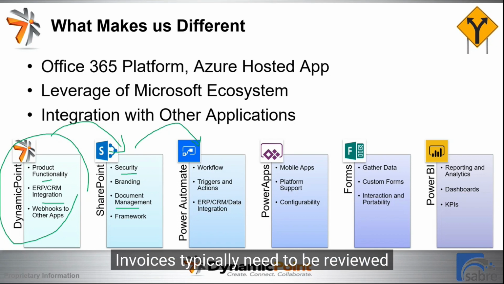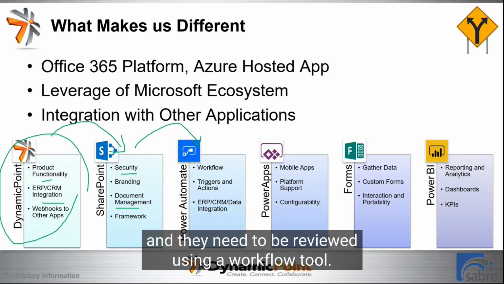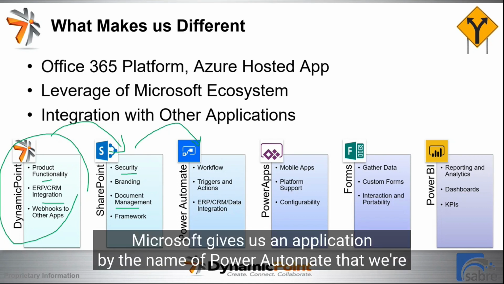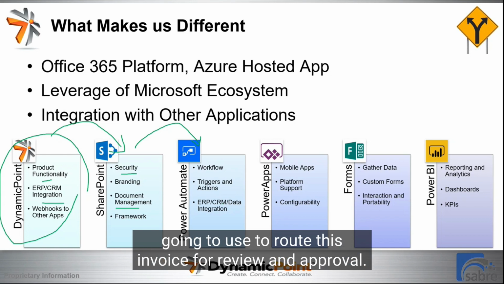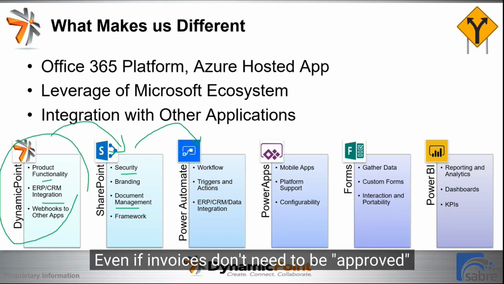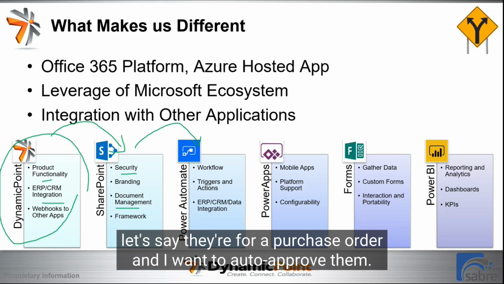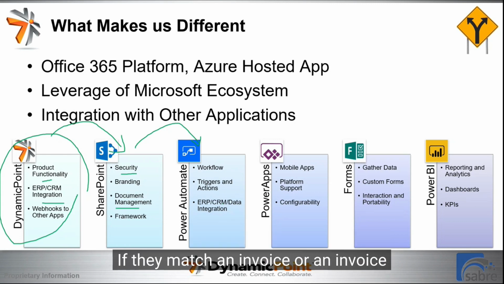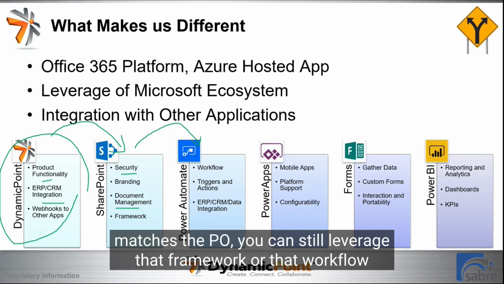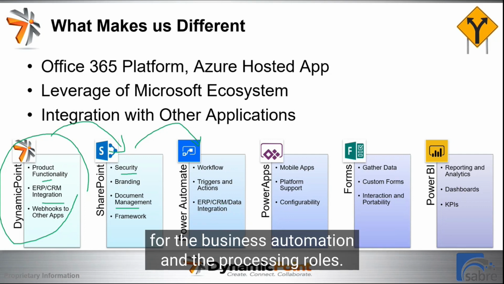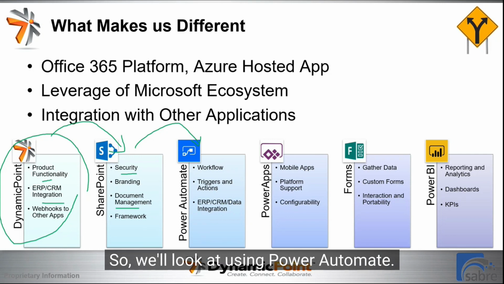Invoices typically need to be reviewed, right? And they need to be reviewed using a workflow tool. And for that, Microsoft gives us an application by the name of Power Automate that we're going to use to route this invoice for review and approval. Even if invoices don't need to be quote unquote approved, let's say they're for a purchase order and I want to auto approve them if an invoice matches a PO, you can still leverage that framework or that workflow for the business automation and the processing rules. So we'll look at using Power Automate.